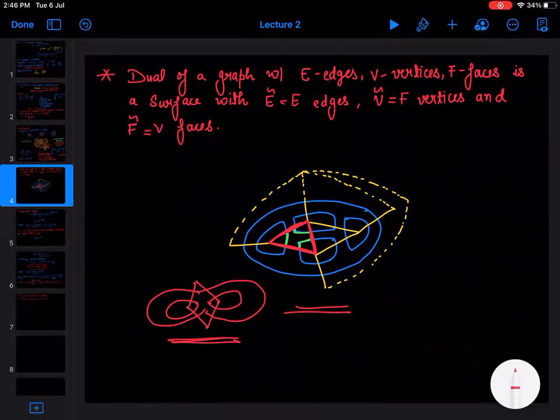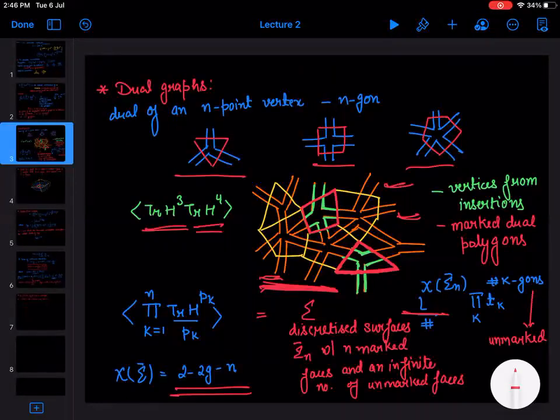So can you just go back to the slide one second? So what you're saying is that before I join these external propagators, I can't actually draw the dual graph, is it? Yes, there's a high chance that you might get it wrong.